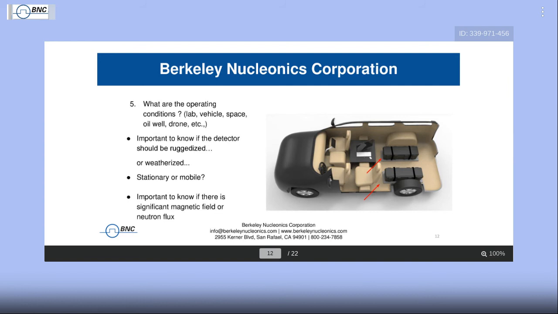Okay. Go ahead. The operating conditions for the application. Very important.